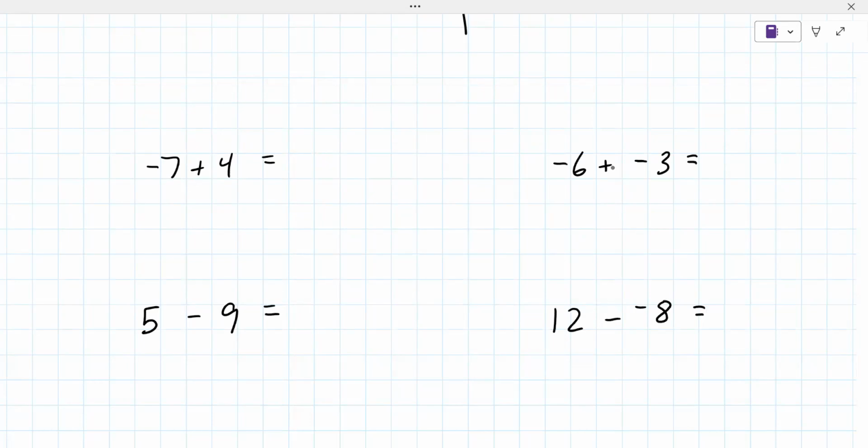Okay. So, would the -7 plus 4, would that be -3? Okay. And would the one under that be -4? You are correct.